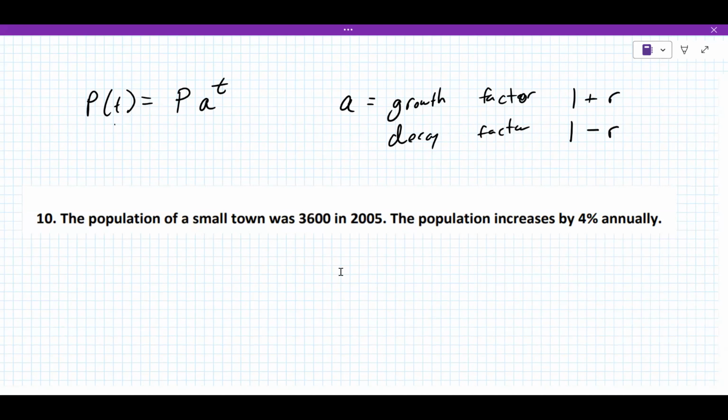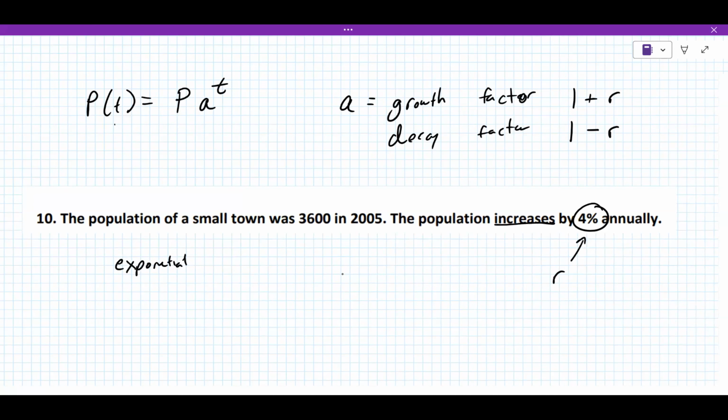So when you see a problem like this, you want to think, okay, it's exponential because this is a percentage. Percentage is a pretty good indicator that it's exponential. Now, is it growing or decaying? Well, that's established by this word, increases. And this is the value of r.